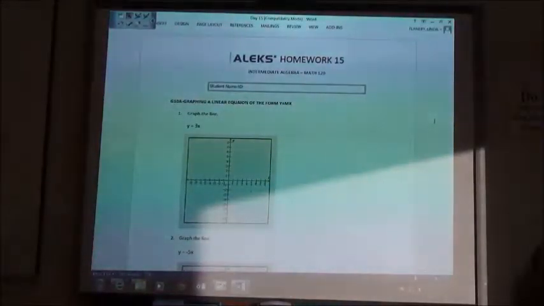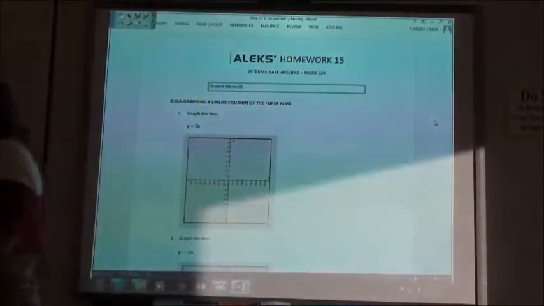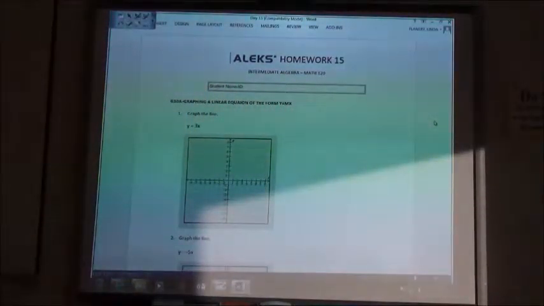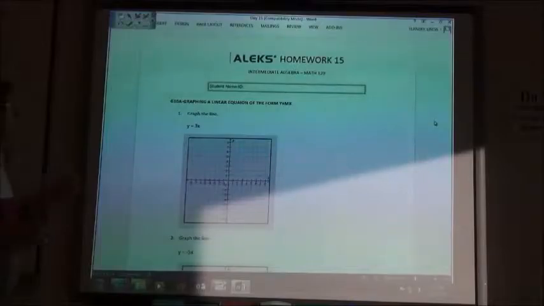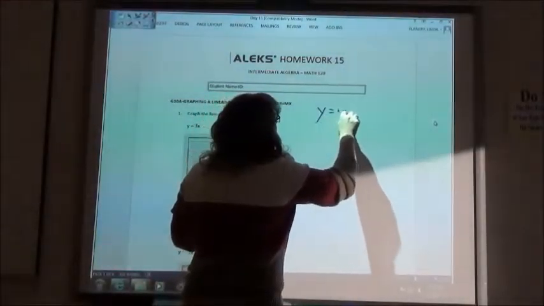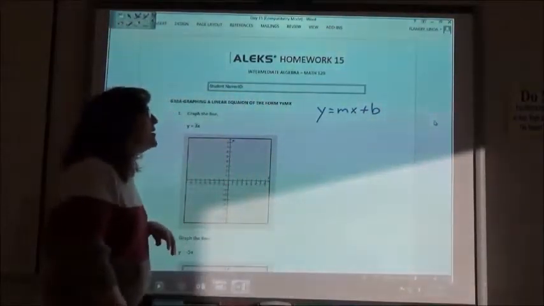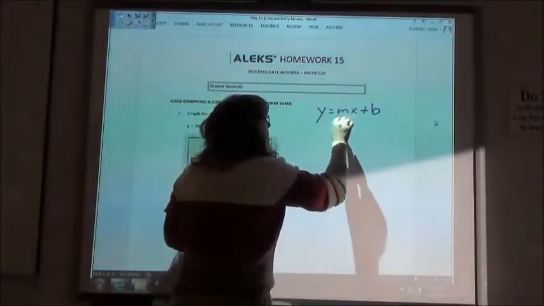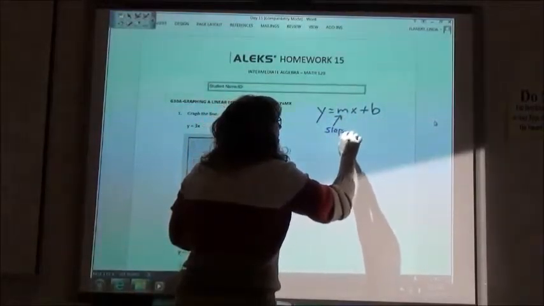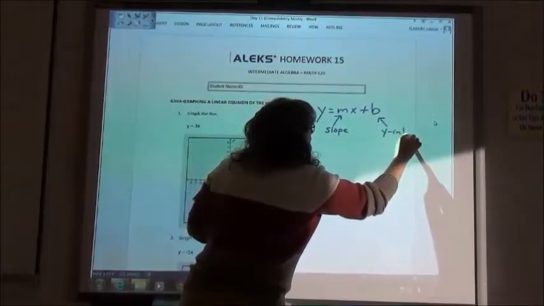So, Chapter 2 is all about graphing, and so they're going to start out with graphing lines and different ways we might see a line. First of all, if I look at what they call slope-intercept form of a line, it looks like this. Y equals mx plus b. The m is the slope of the line. The b is your y-intercept.